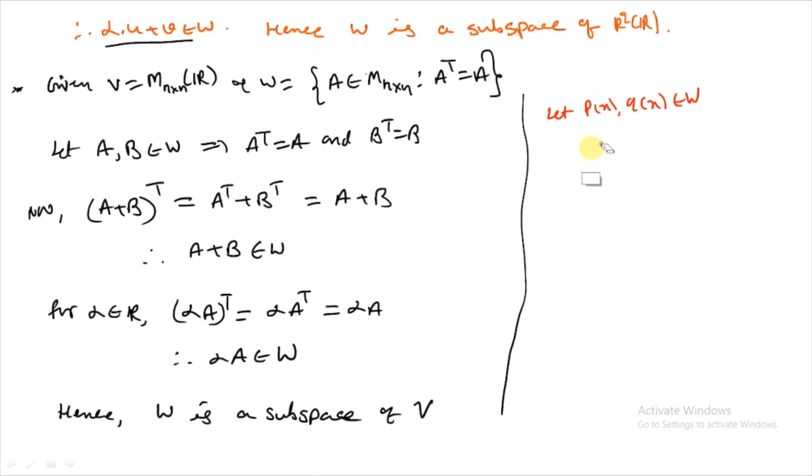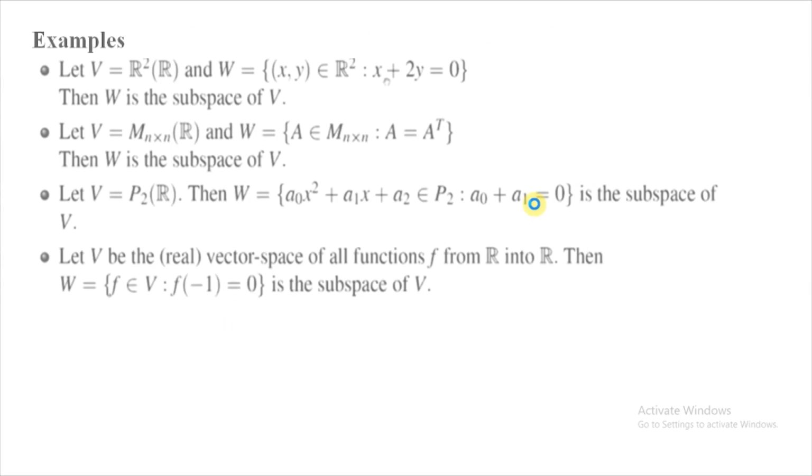Okay. Better to mention this. Let P of x equal to a naught x square plus a1 x plus a2, a second degree polynomial, and q of x equal to b naught x square plus b1 x plus b2 belong to W. Now you have to check vector addition and scalar multiplication. So it belongs to W. Observe here, it's a W.